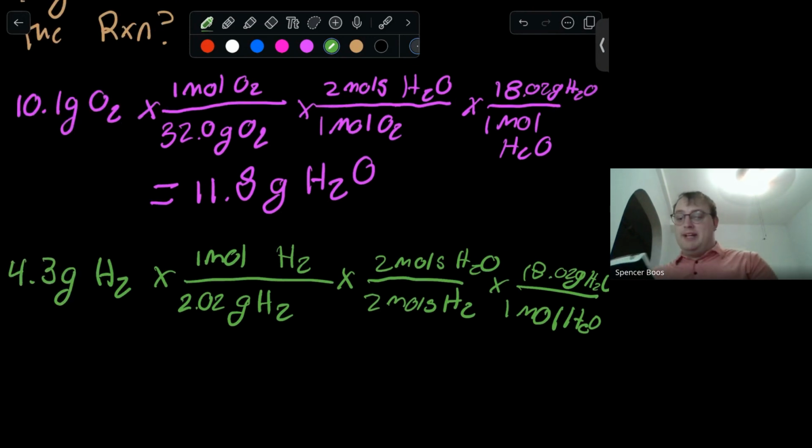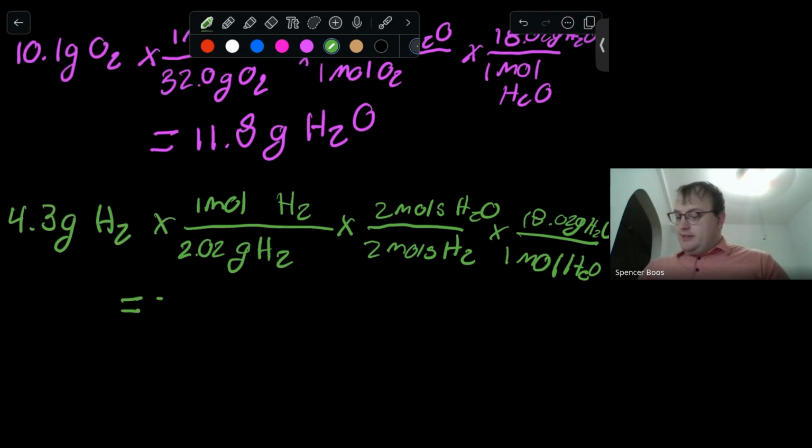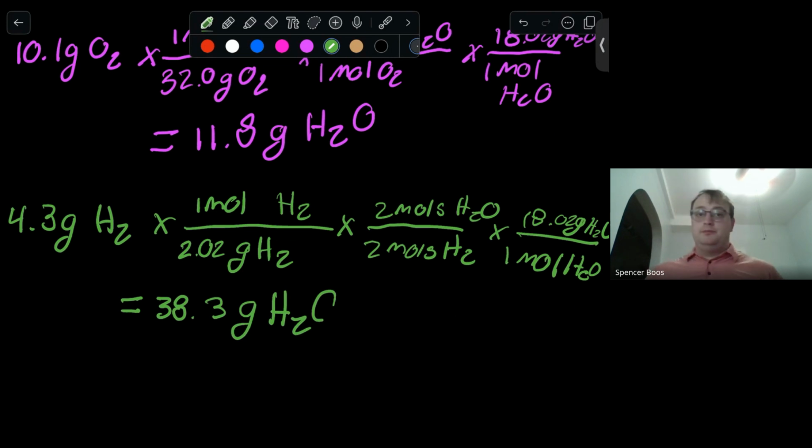Again, put this into my handy dandy calculator. We get 4.3 times 2 times 18.02 divided by 2.02 times 2. And this means I get 38.3 grams of H2O.